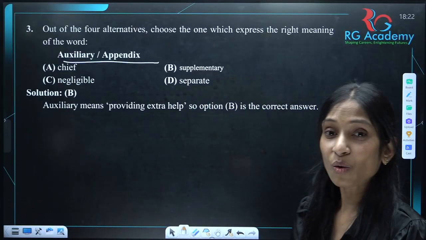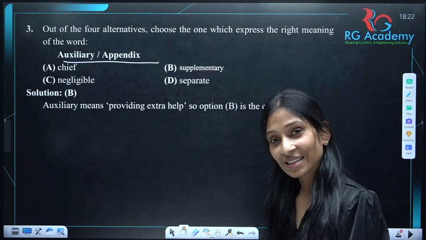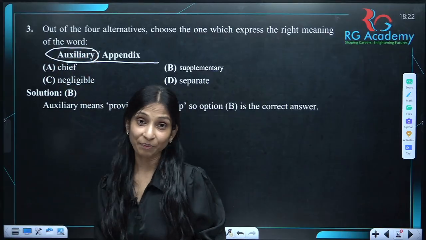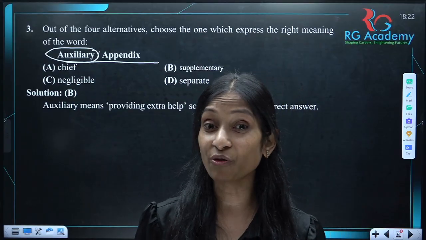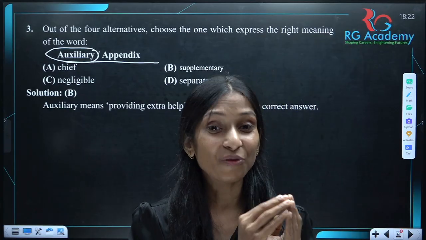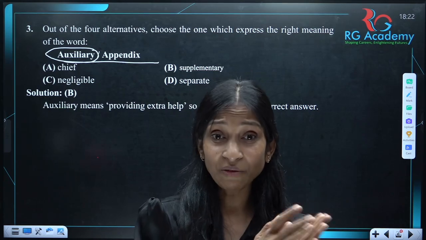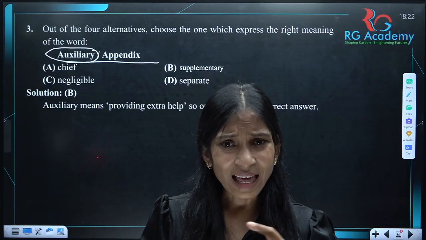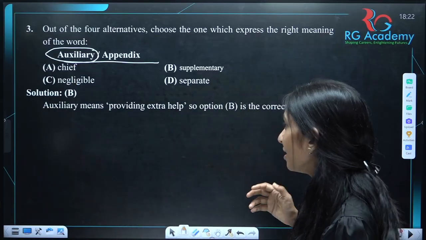So let us see the question and the solution, the options that have been given here, and let us discuss the answer. Now, let me take the word auxiliary. Where have you heard this word auxiliary? Maybe when you were understanding verbs. So auxiliary verb, which meant helping verb, right? Main verbs are called lexical verbs, whereas helping verbs are called auxiliary verbs. So does the word auxiliary mean helping or extra support? Yes, right? So now let us see the options.